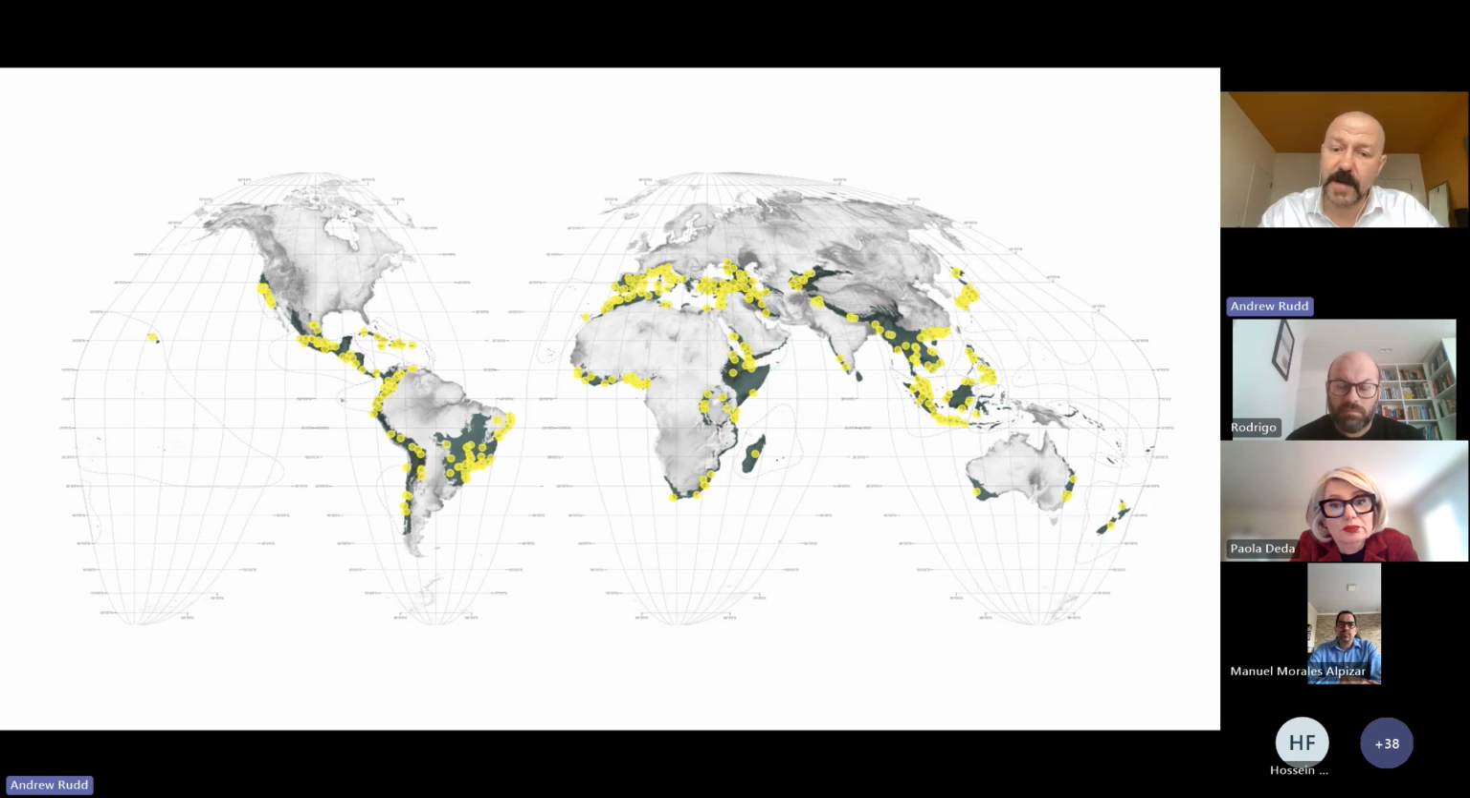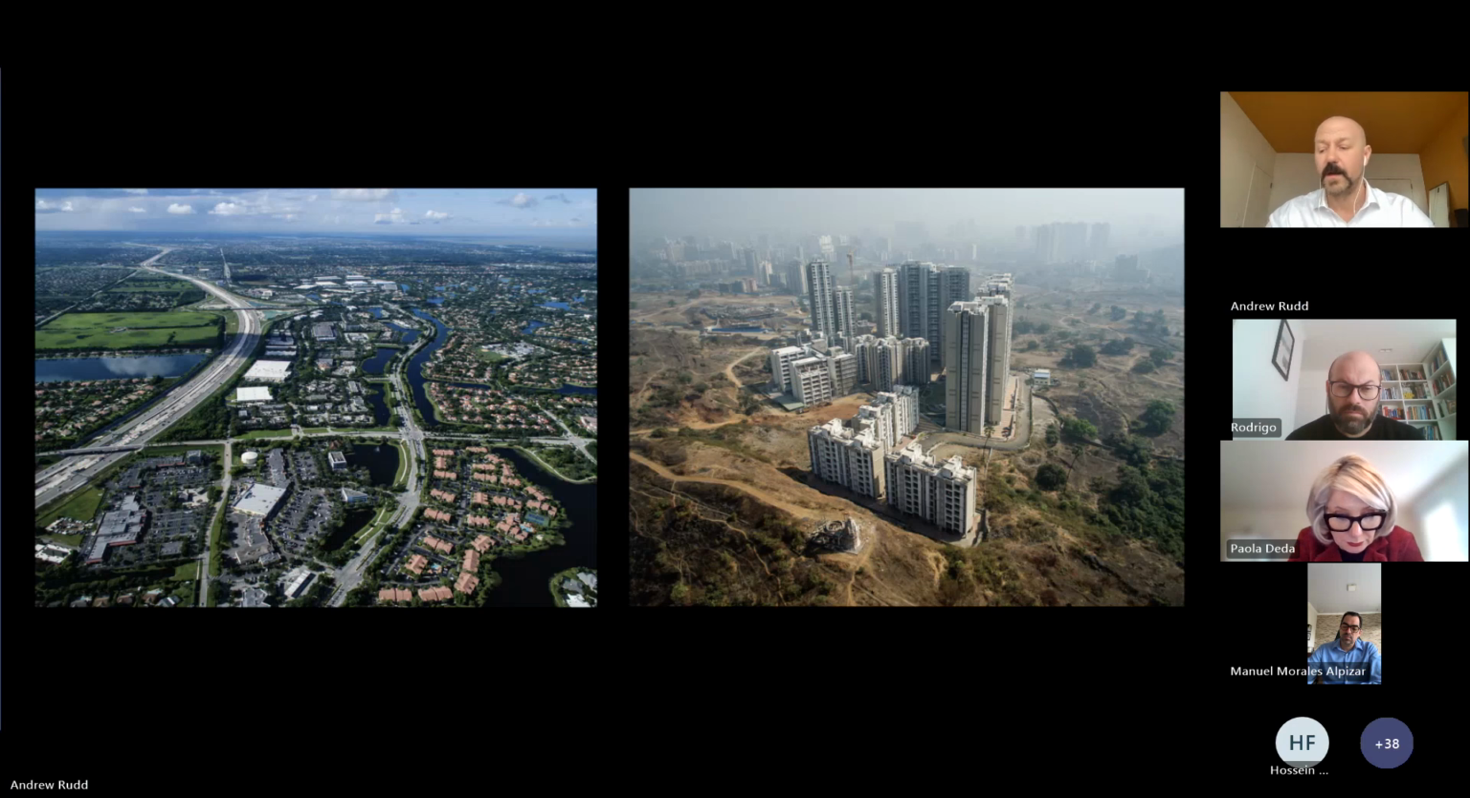A study soon thereafter done by the University of Pennsylvania, which is now a formal partner of Habitat, looked at the world's 36, if I get that right, 36 biodiversity hotspots. It looked at all cities over 200,000 people and found that more than 90% of them were expanding in direct conflict with biodiversity.